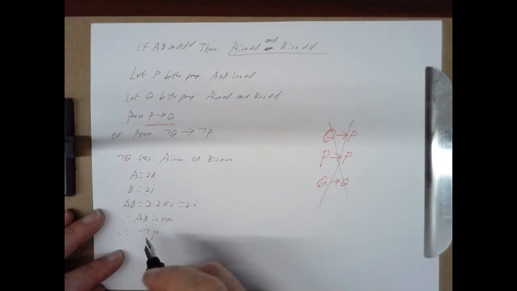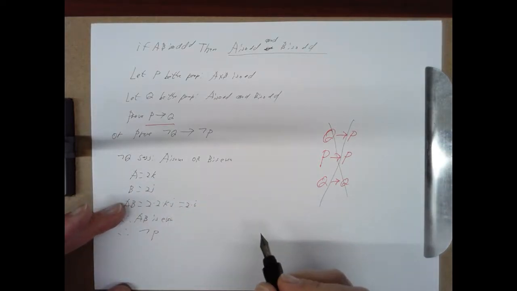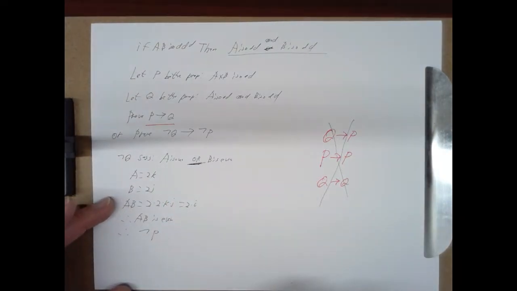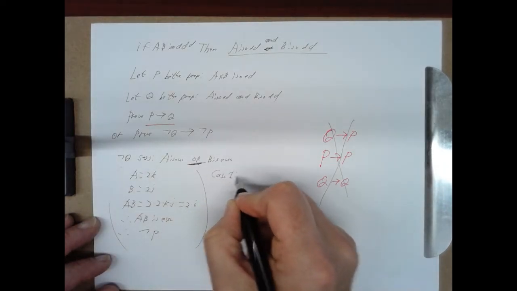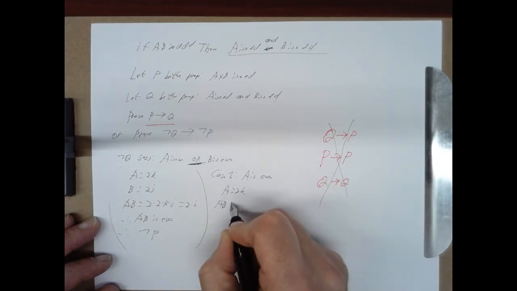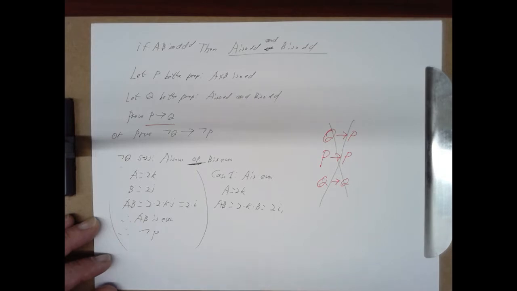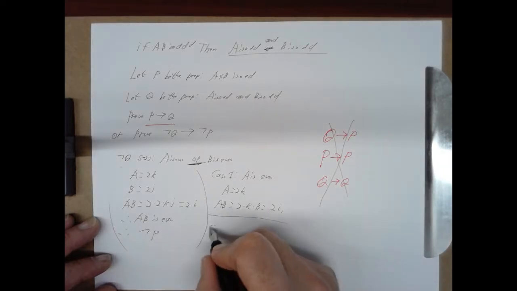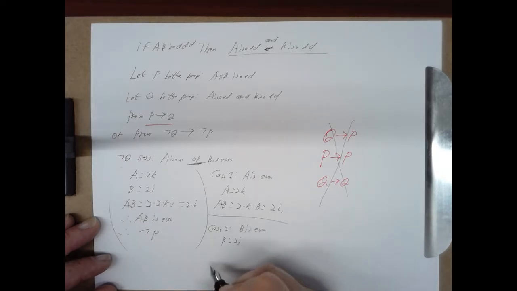So let's break this into cases, right? Because what I've done here is I've assumed that A is even and B is even, okay? But it's actually a disjunction. So we've actually got two cases. Case 1, A is even. So A equals 2k. So A times B equals 2 times k times B equals 2 times some integer. And therefore AB is even, therefore not P. Case 2, B is even. So B equals 2 times J. So AB equals 2 times A times J, which is 2 times some other integer, and therefore AB is even.